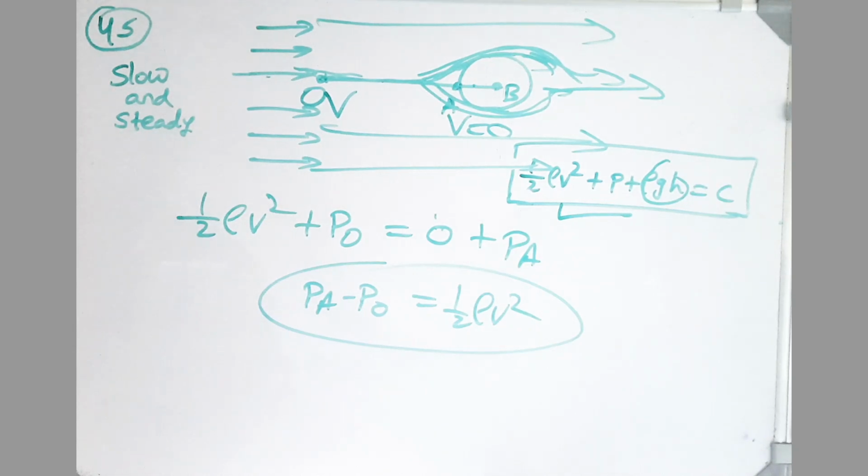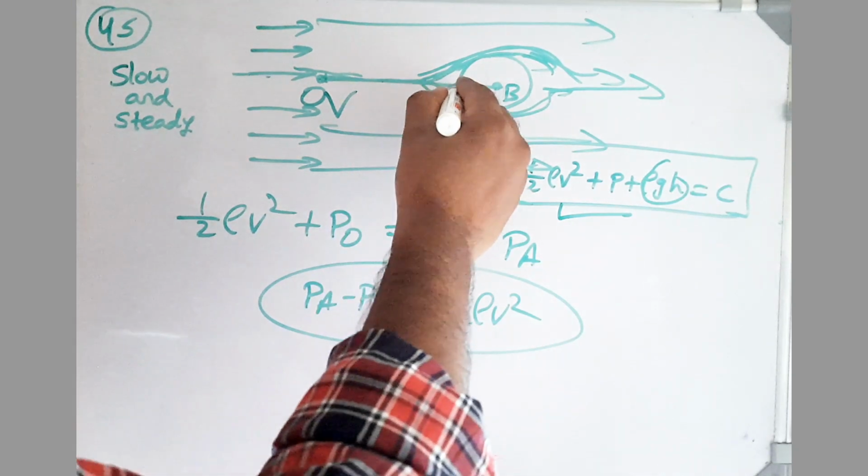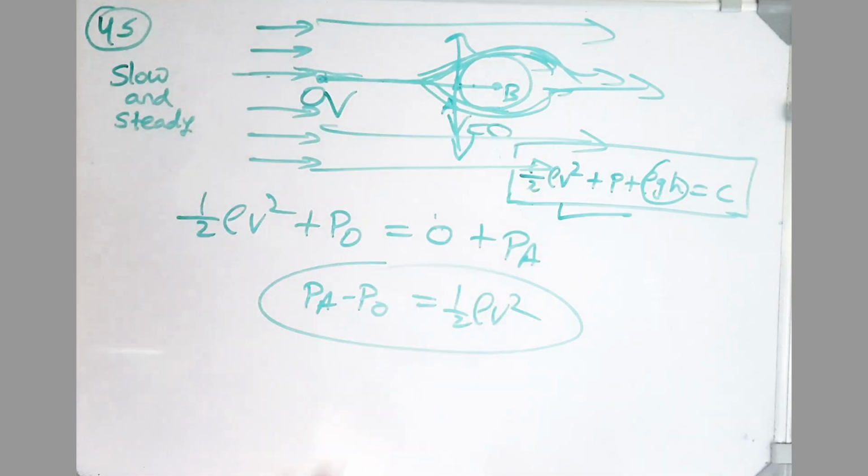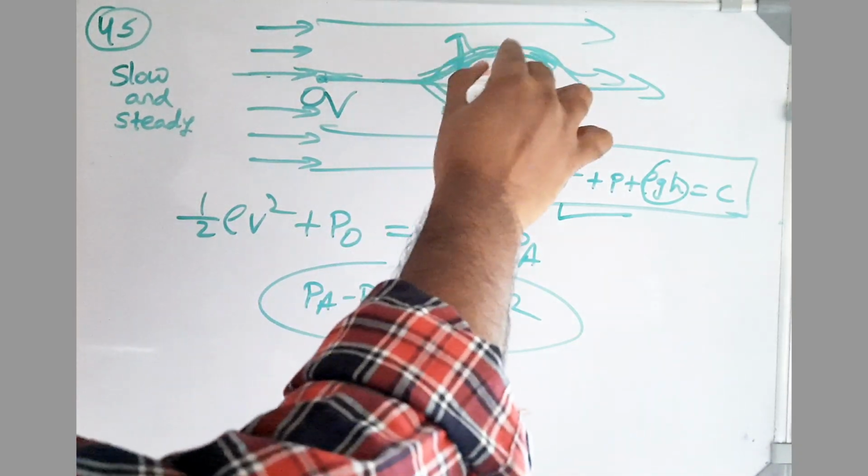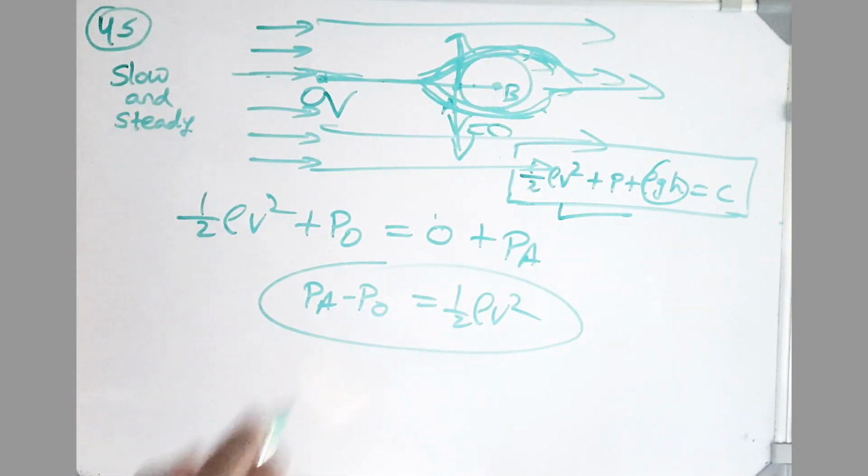Third option is fluid moves perpendicular to OA. They are saying this. That is not the case, because fluid does not move like this. Because it is steady and slow fluid, it moves like this.